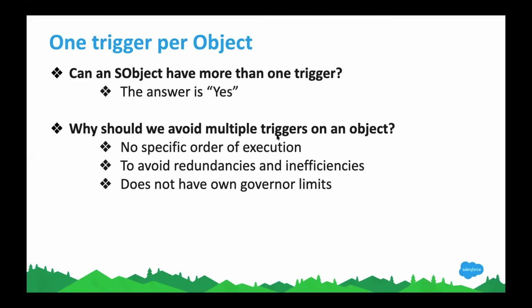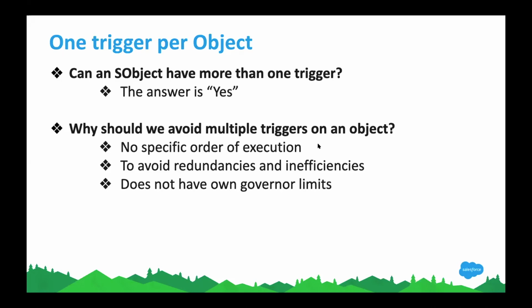To answer your question, there can be more than one trigger in the object, but you will never know the order of execution. This order of execution is for triggers, not the Salesforce order of execution. Say I have triggers 1, 2, and 3 in an object. I will never know whether trigger 1 ran first, or trigger 3 ran first, or trigger 2 ran first. It depends on Salesforce.